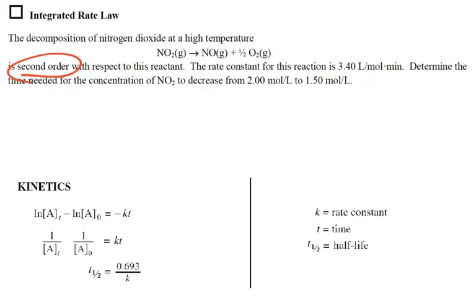The rate constant for this reaction is 3.4 liters per mole per minute, which is the same thing as saying molarity to the -1, minutes to the -1. Determine the time needed for the concentration to decrease from 2 moles per liter to 1.5 moles per liter.